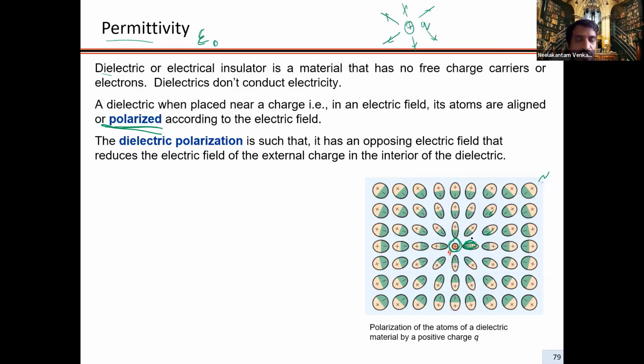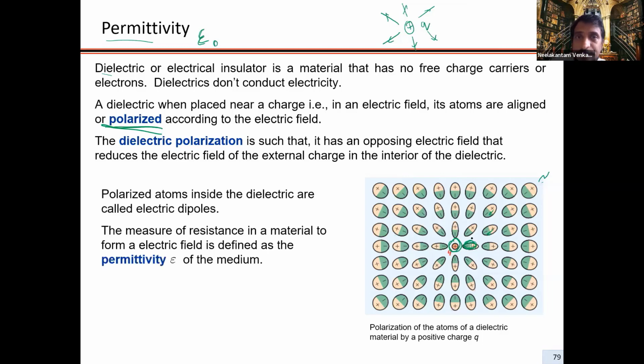Why is it not separating? What is the strength there is what you call the dielectric strength of the material. And that is defined as permittivity. We have seen epsilon 0 previously, but now we call this epsilon, yeah? Permittivity in general.